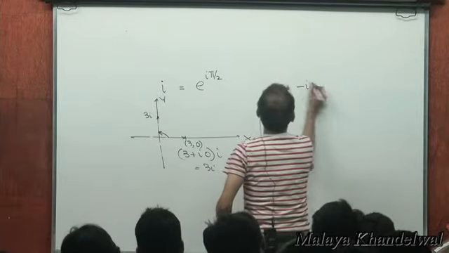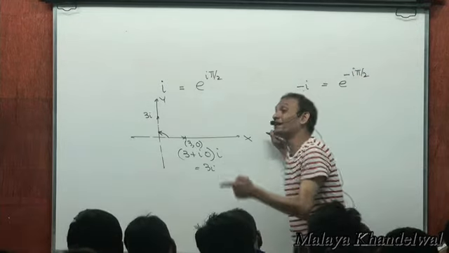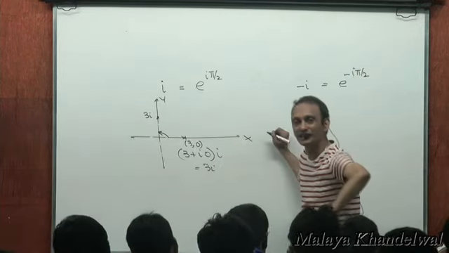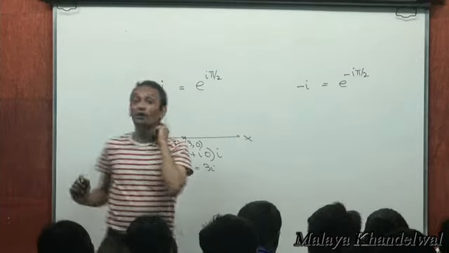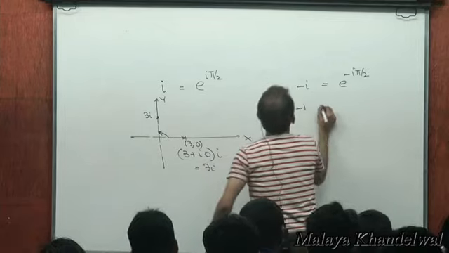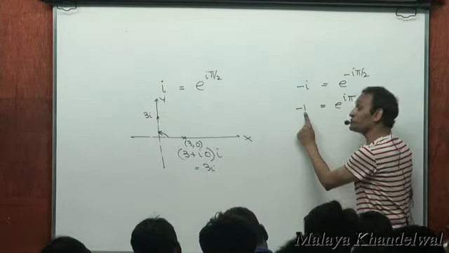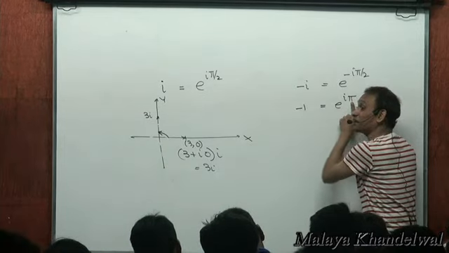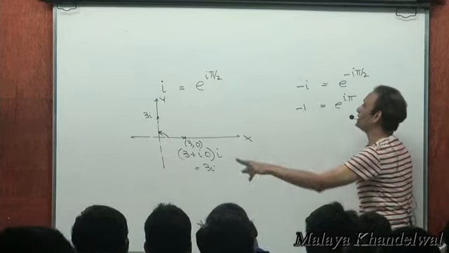Minus i is an operator, e power minus i pi by 2, which will rotate it by 90 degrees clockwise. Minus 1 is e power i pi. So if you multiply a complex number with minus 1, it will rotate the vector by 180 degrees anti-clockwise.